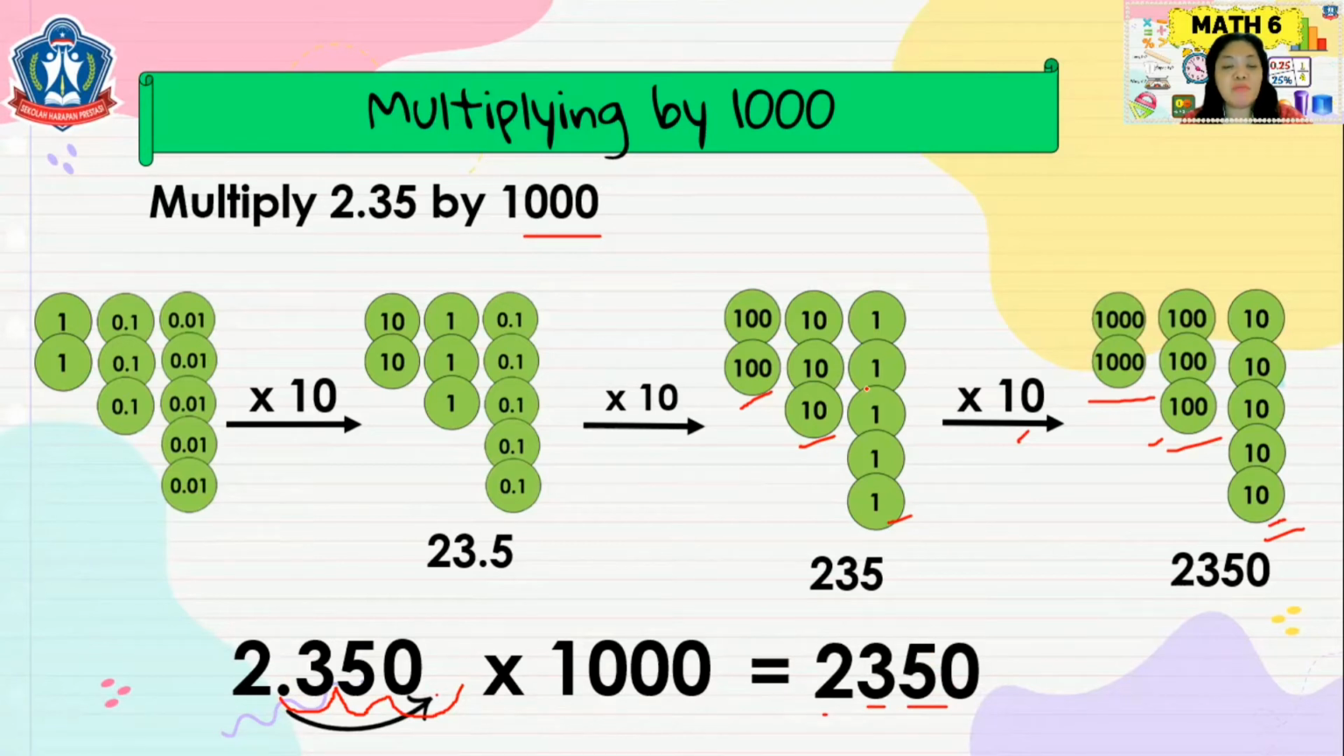We just simply move the decimal point to the right. If by 10, 1 place; if by 100, 2 places; if by 1000, 3 places.